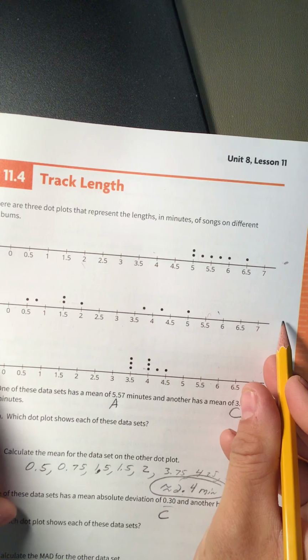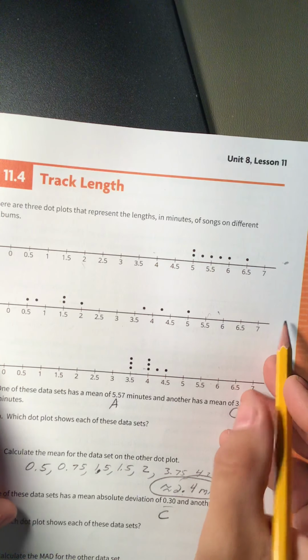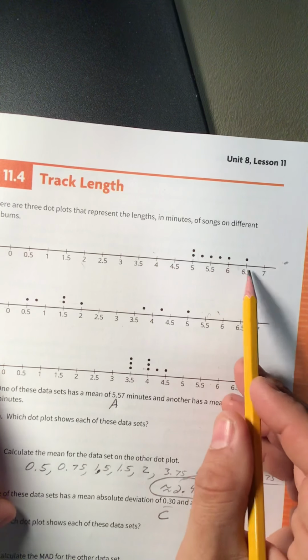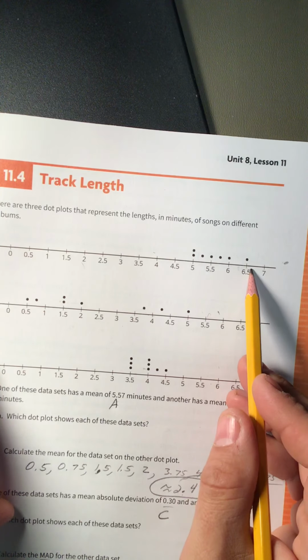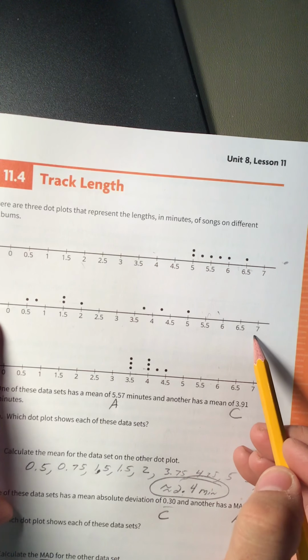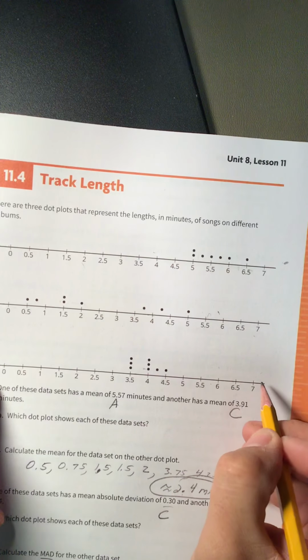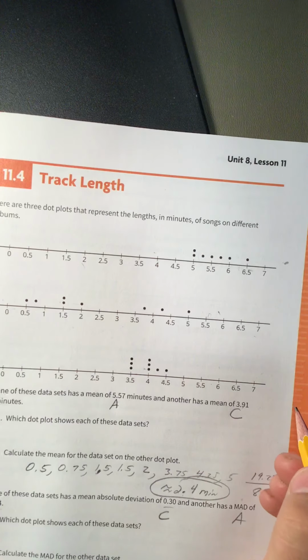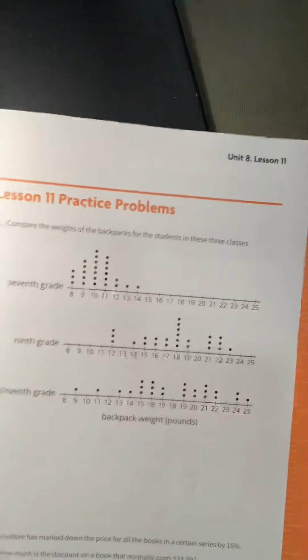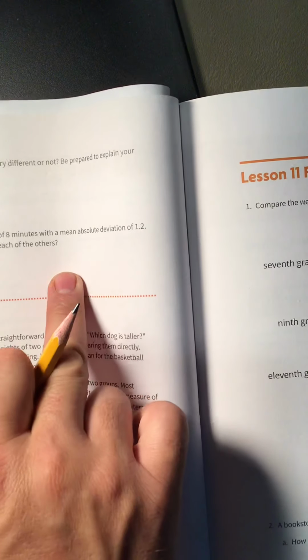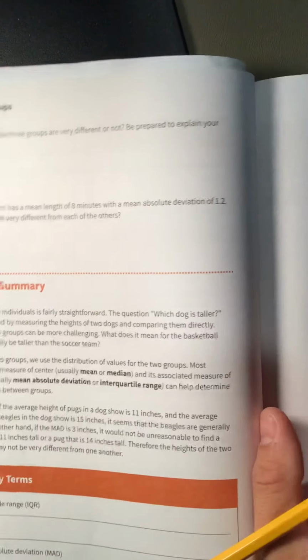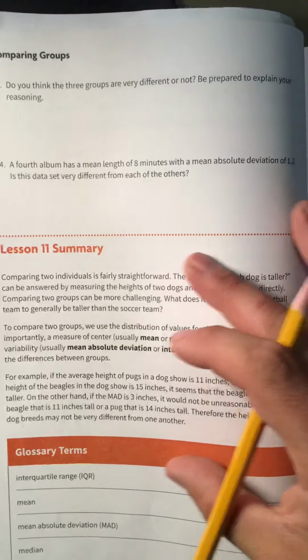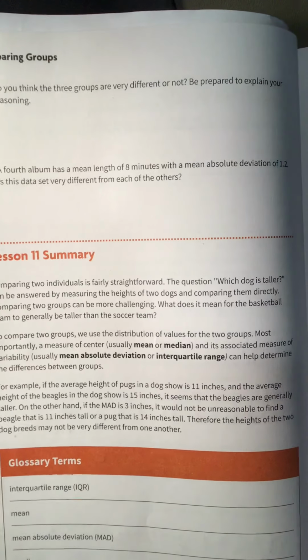So I would say adding an 8-minute track would make A a lot more accurate. B would make even worse. And C would make worse as well. I would guess that A and C would be a lot closer together with their MAD if you added an 8-minute song to it. All right, again, summary, guys, with some terms there.